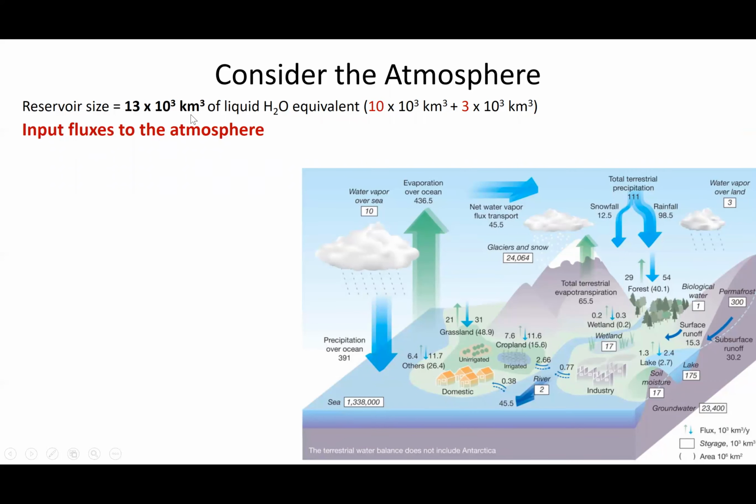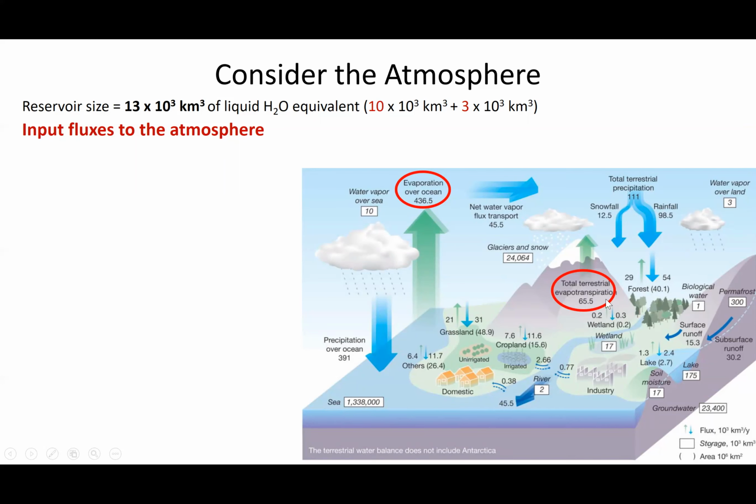Let's now have a look at the input fluxes to the atmosphere. So here they are. There's evaporation from the ocean into the atmosphere over the ocean. And you can see each year there's 436.5 thousand cubic kilometres of water evaporated annually from the ocean into the atmosphere over the ocean.